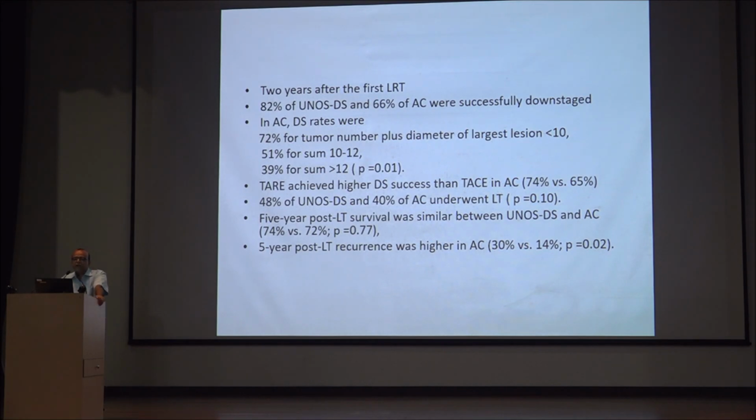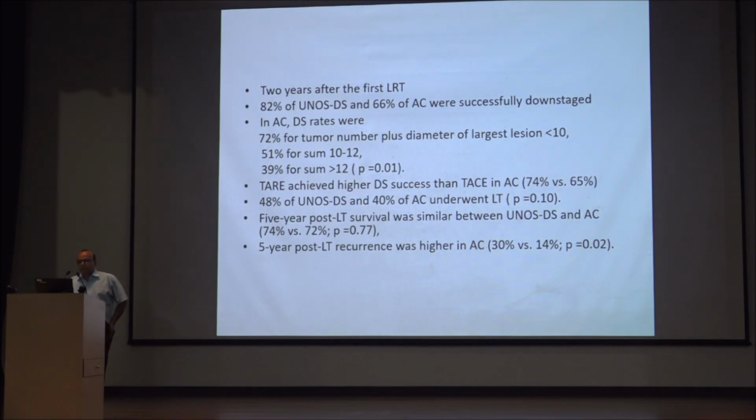There is a difference. In all-comers, the downstaging rates were 72% for tumor number plus largest diameter less than 10, 51% when the sum is 10 to 12, and 39% for more than 12. So again, there is some number-based criteria coming in here also. Then TARE achieved a higher downstaging success than TACE, 74% versus 65%. 48% of within criteria and 40% of all-comers underwent liver transplantation. So the chance of getting liver transplantation is almost similar.